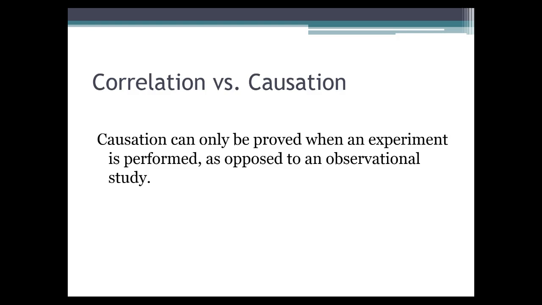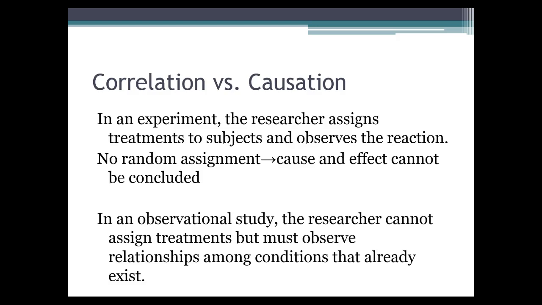So there's only one case when cause and effect can be proven, and that's when you have an experiment and not an observational study. Okay? So an experiment means random assignment, when the researcher assigns the treatments to the subjects and observes the reaction. If you've got random assignment, then we can conclude cause and effect. If you don't have random assignment, you cannot conclude cause and effect.